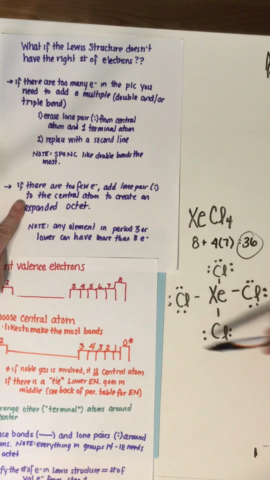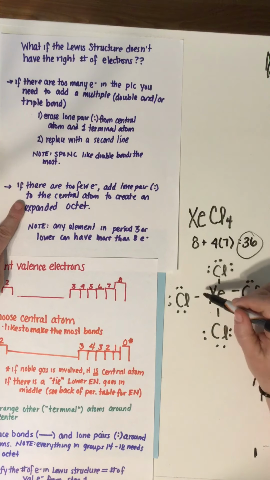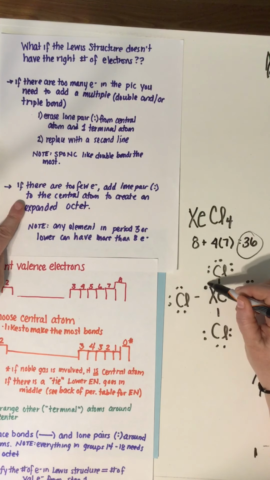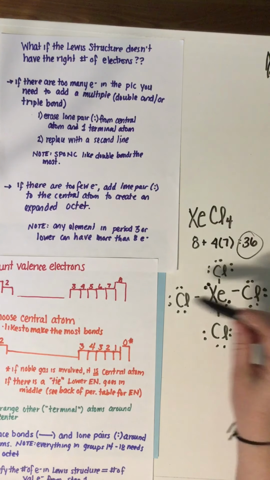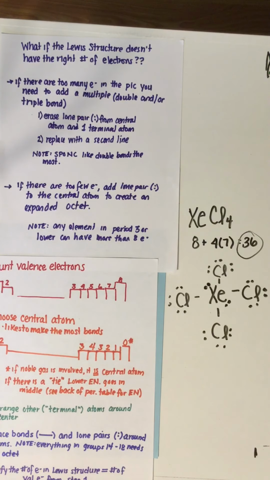If you have less electrons in your picture than what you're allowed, that's when you just add more pairs of dots to the center atom. So that would be 34, 35, 36, just like that. And then that would be the correct Lewis structure for xenon tetrachloride. It can have an expanded octet, meaning more than 8 electrons, because it's below period 2. Anything in period 3 and below can have those expanded octets.